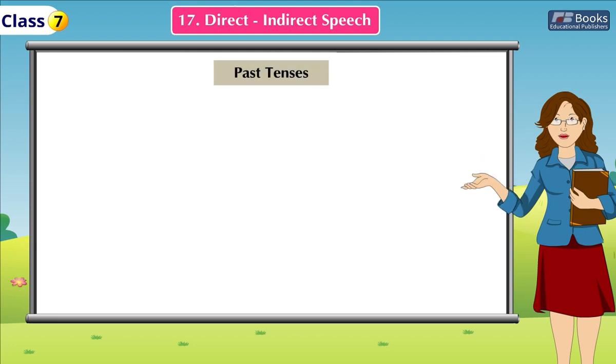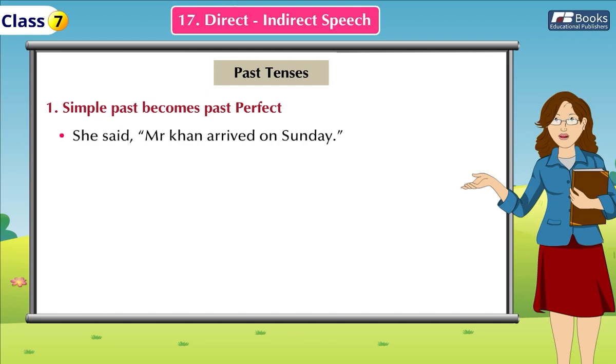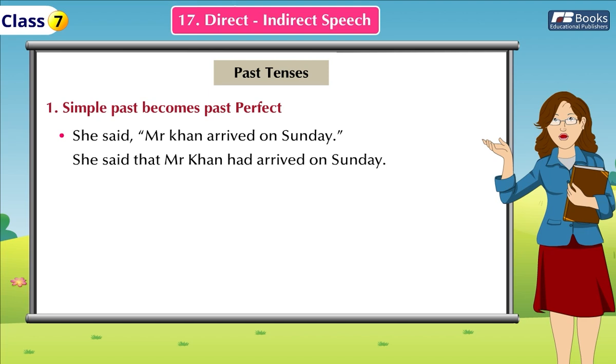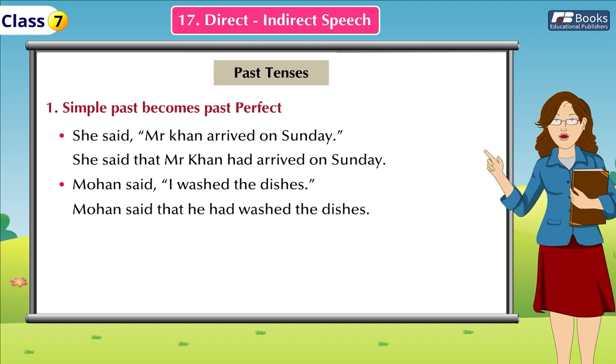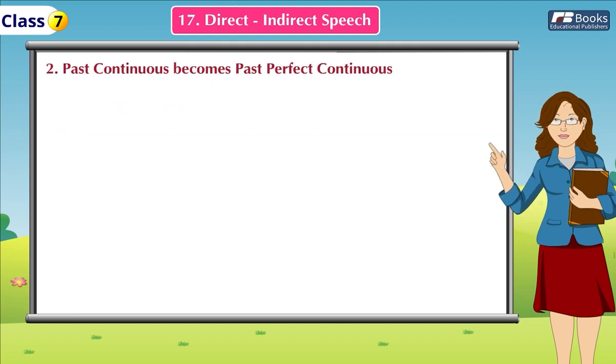Past tenses. First, simple past becomes past perfect. She said, "Mr. Khan arrived on Sunday." She said that Mr. Khan had arrived on Sunday. Mohan said, "I washed the dishes." Mohan said that he had washed the dishes. Second, past continuous becomes past perfect continuous.